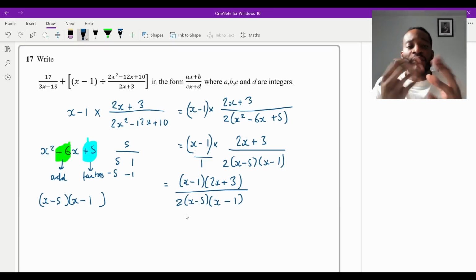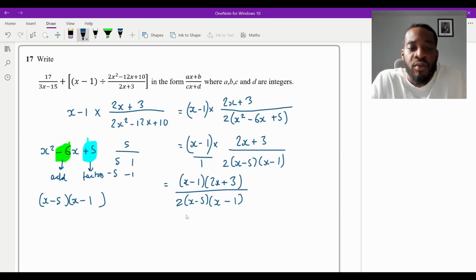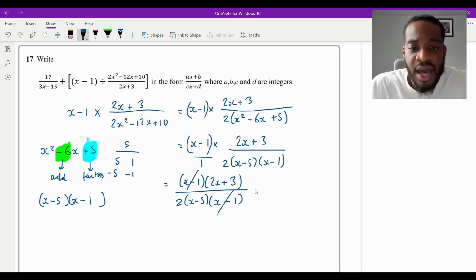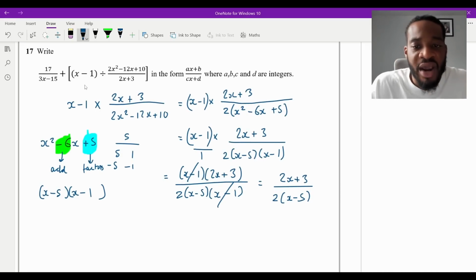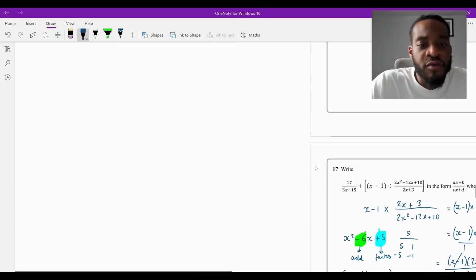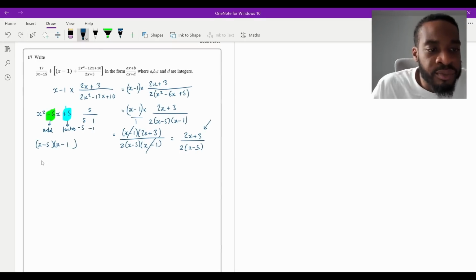Now, remember the whole point of simplifying algebraic fractions, you're looking for common factors, and we now have that. We've got x minus 1 top and bottom, so we can just cancel it like this, and it just becomes 2x plus 3 over 2, and then bracket x minus 5, right? Which I'm going to leave like this for now. So what I've now been able to do is simplify this whole square bracket. It's just this thing. So now moving forward, let me just zoom out a bit. The question now just becomes 17 over 3x minus 15, plus that thing in the square bracket, which is just that.